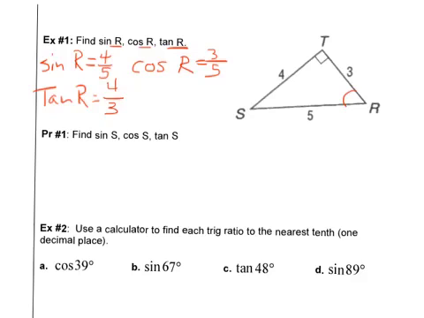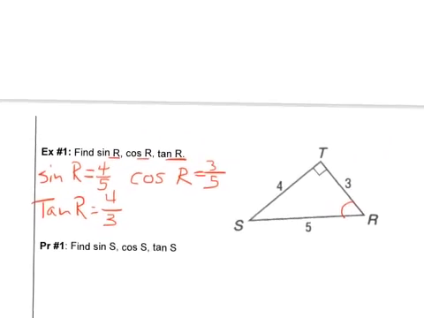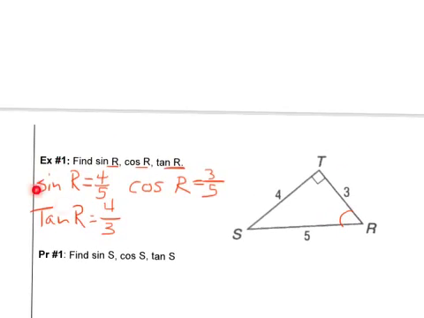I'm going to take this opportunity to show you how you would do this in your calculator. I don't have the benefit of throwing a calculator up on the screen here, but I'm going to show you what this looks like. So let's just do sine R equals 4/5 here. So I have sine R equals 4/5.